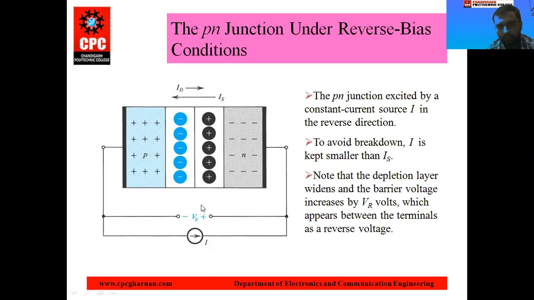Similarly, this is the positive terminal of the battery, and the majority carriers in the N-type semiconductor are electrons, which are negatively charged. They apply force on the outer side. Due to that, the depletion width becomes thick.